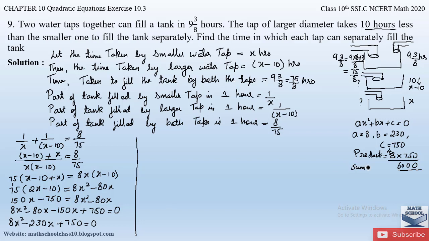The sum will be equal to b, that is nothing but 230. So we have to factorize 6000 in such a way that we get two factors whose product will be 6000 and sum will be 230. What are the factors of 6?